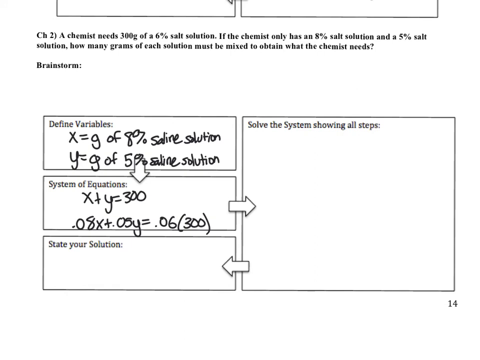Here's the setup. Since we know that we have an 8% solution and a 5% solution, I set up my variables as x is grams of the 8% solution, y is grams of the 5% solution. In total, we want 300 grams, so the amount of each type of solution must add to 300. And then 8%, don't forget that 8% is 0.08, of x plus 5% of y has to equal 6% of our total number of grams, 300. Good luck.